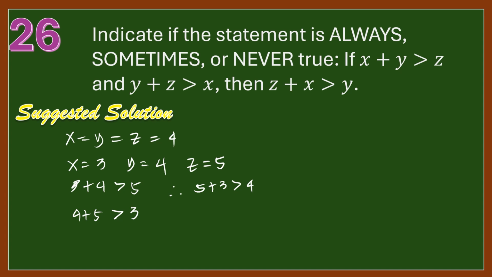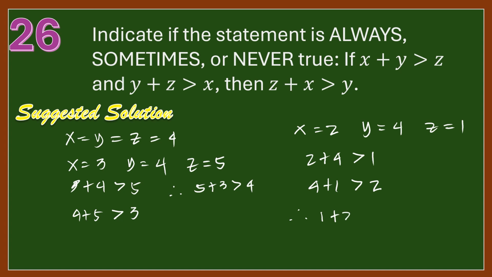Now let us have the counterexample when x is equal to 2, y is equal to 4, and z is equal to 1. So if x plus y is greater than z, that is 2 plus 4 is greater than 1. Also, y plus z is greater than x, that is 4 plus 1 is greater than 2. Therefore, z plus x is greater than y? We have 1 plus 2 is not greater than 4. Hence, this is sometimes true.